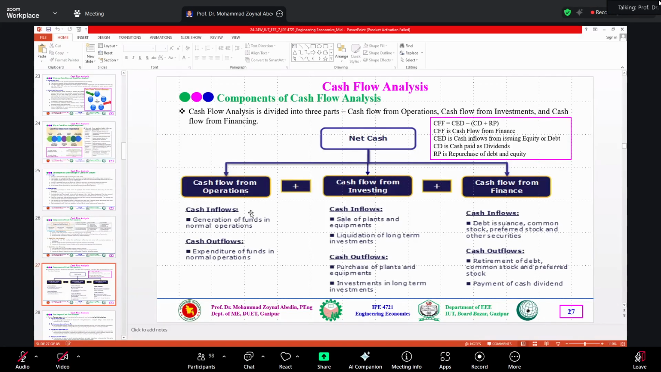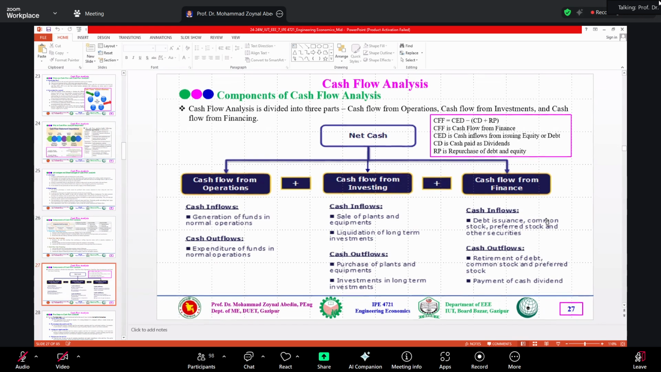So if you see here, the CFF is the cash flow from financing. The cash flow from financing equals CED, where CED is cash inflows from issuing equity or debt, minus CD plus RP. CD is the cash paid as dividends. RP is the repurchase of debt and equity. So this is again another talk about the components.